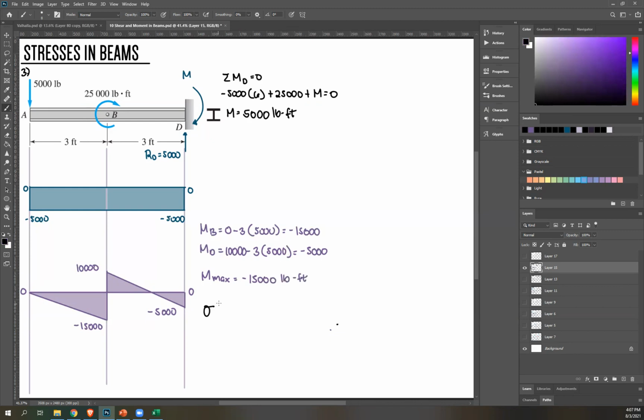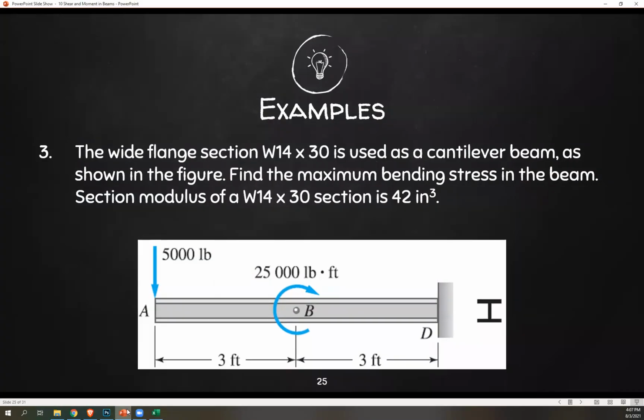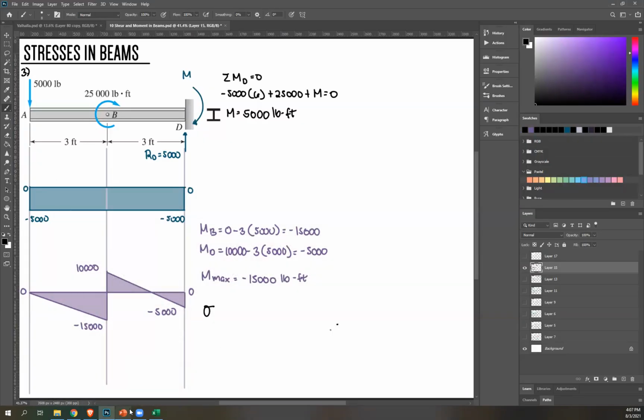And then we're looking for maximum stress. We're given section modulus, so we're going to use the equation with the section modulus, M over S. You can only use M over S if we're looking for maximum stress. Also, we can't use MC over I, because this is not a rectangle, it's a wide flange section. So getting the moment of inertia of that is pretty complex, since we're also not given the actual dimensions of your cross section.